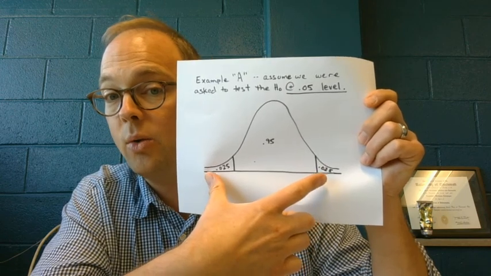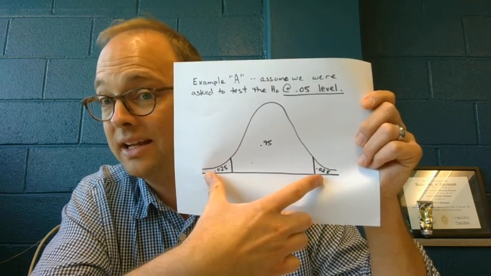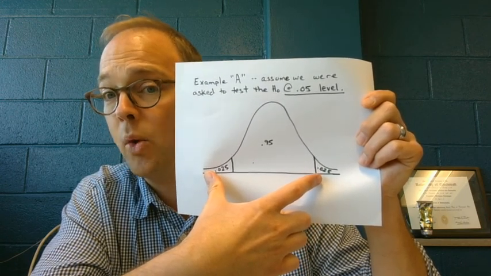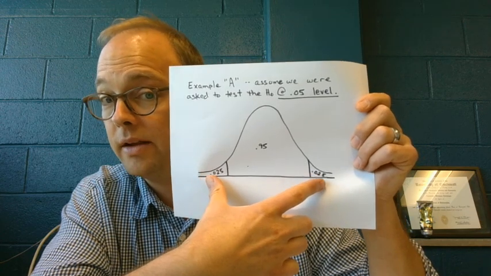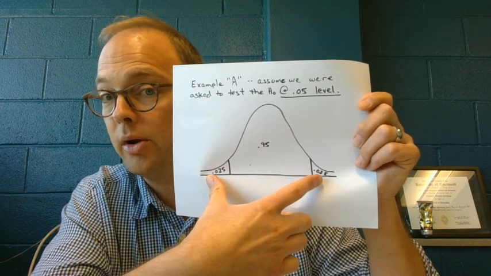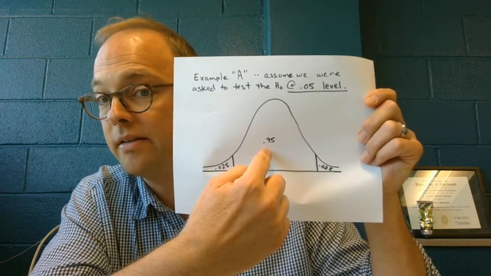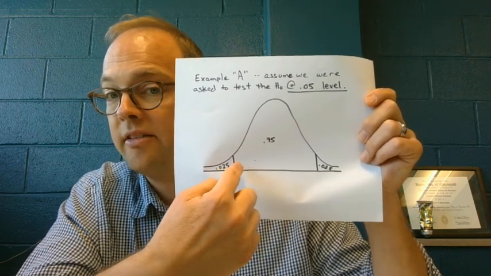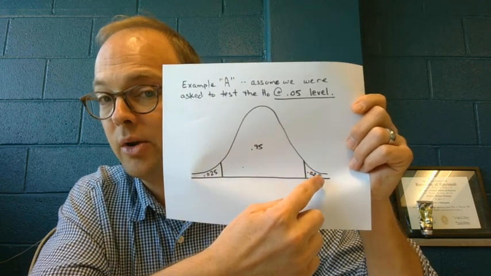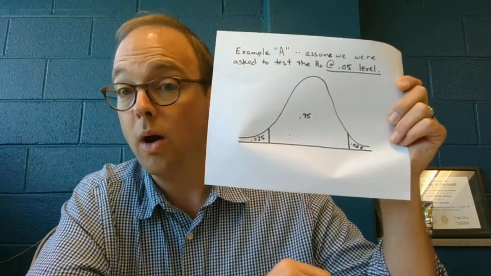Also, if I know that the tails together equal 0.05, I know that this piece in the middle has to be 0.95. 0.025 plus 0.95 plus 0.025 equals 1.